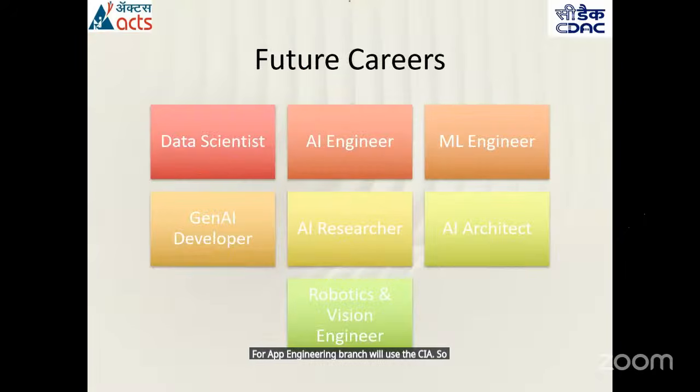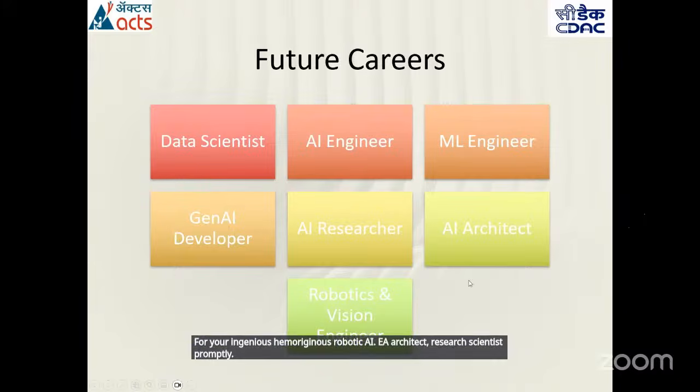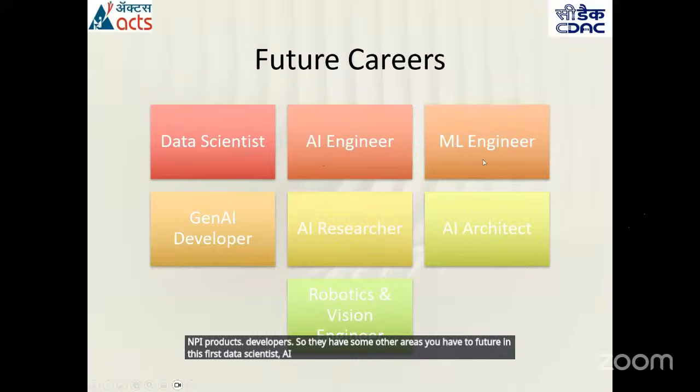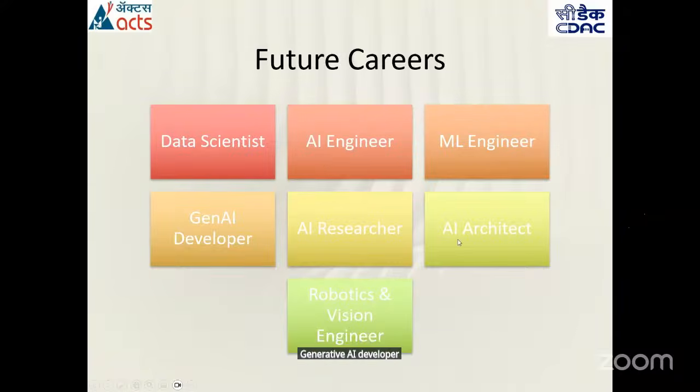Coming to the future of careers: AI engineers, ML engineers, robotic AI architects, research scientists, prompt engineers, and AI product developers. There are some other areas you can pursue in this field: first, data scientists, AI engineers, ML engineers, generative AI developers, AI researchers, AI architects, and robotics and vision engineers.